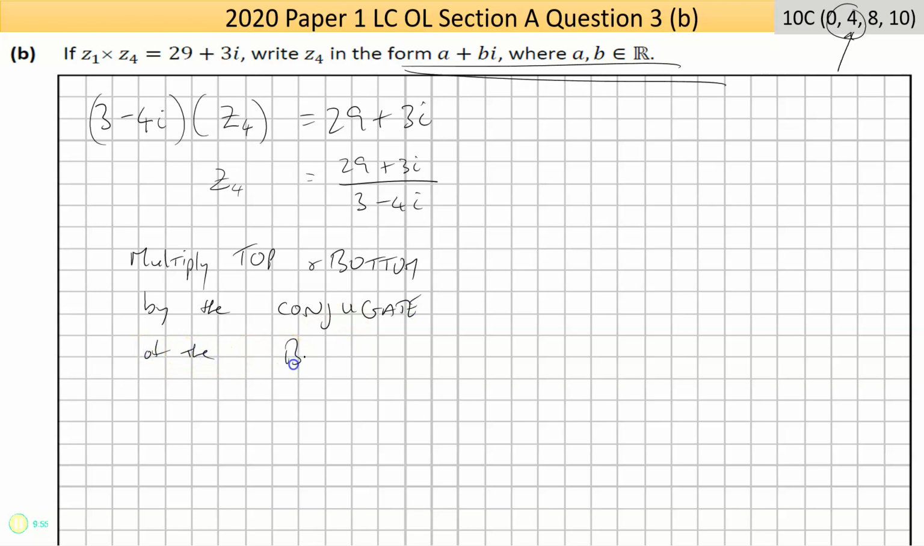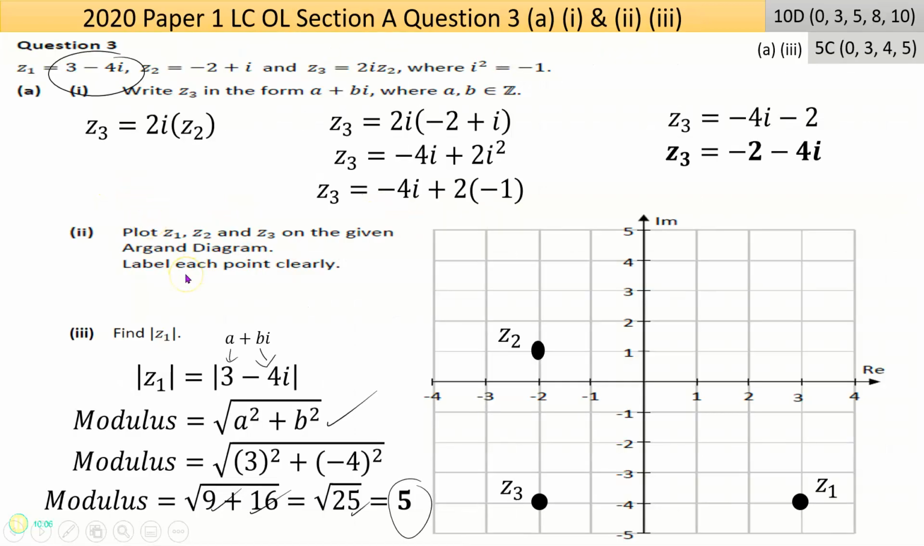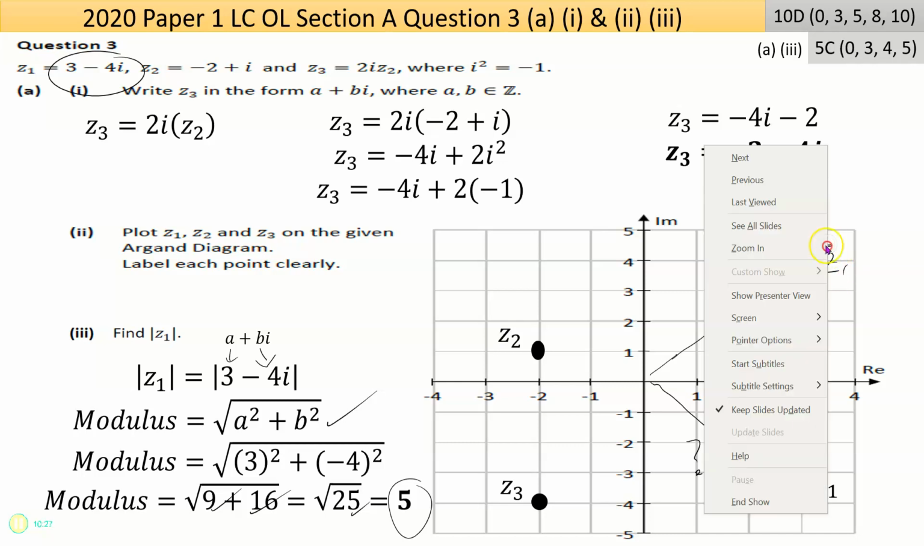Now what's all that saying? So you multiply top and bottom by the conjugate of the bottom. Now, if I go back to the thing here, this is your 3 minus 4i. There, we found the modulus of that was 5. Now, the conjugate is the equivalent complex number directly above. So that's the conjugate of Z1, and they denote that with a bar on top.